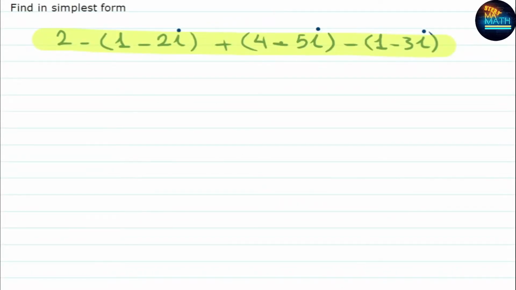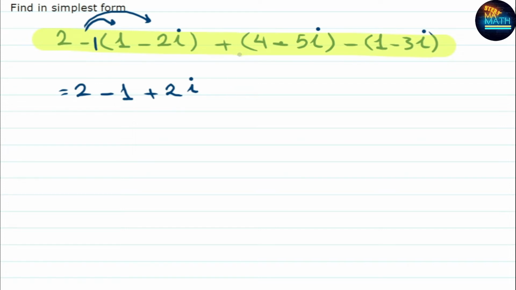Find in simplest form 2 - (1 - 2i) + (4 - 5i) - (1 - 3i). All right. Now here, outside of the parentheses, you don't have any number, so it means negative 1, right? So let's distribute through. So it's 2 minus 1, and negative 1 times negative 2i. Negative times negative is positive, and 1 times 2 is 2, and keep i, so it's 2i.